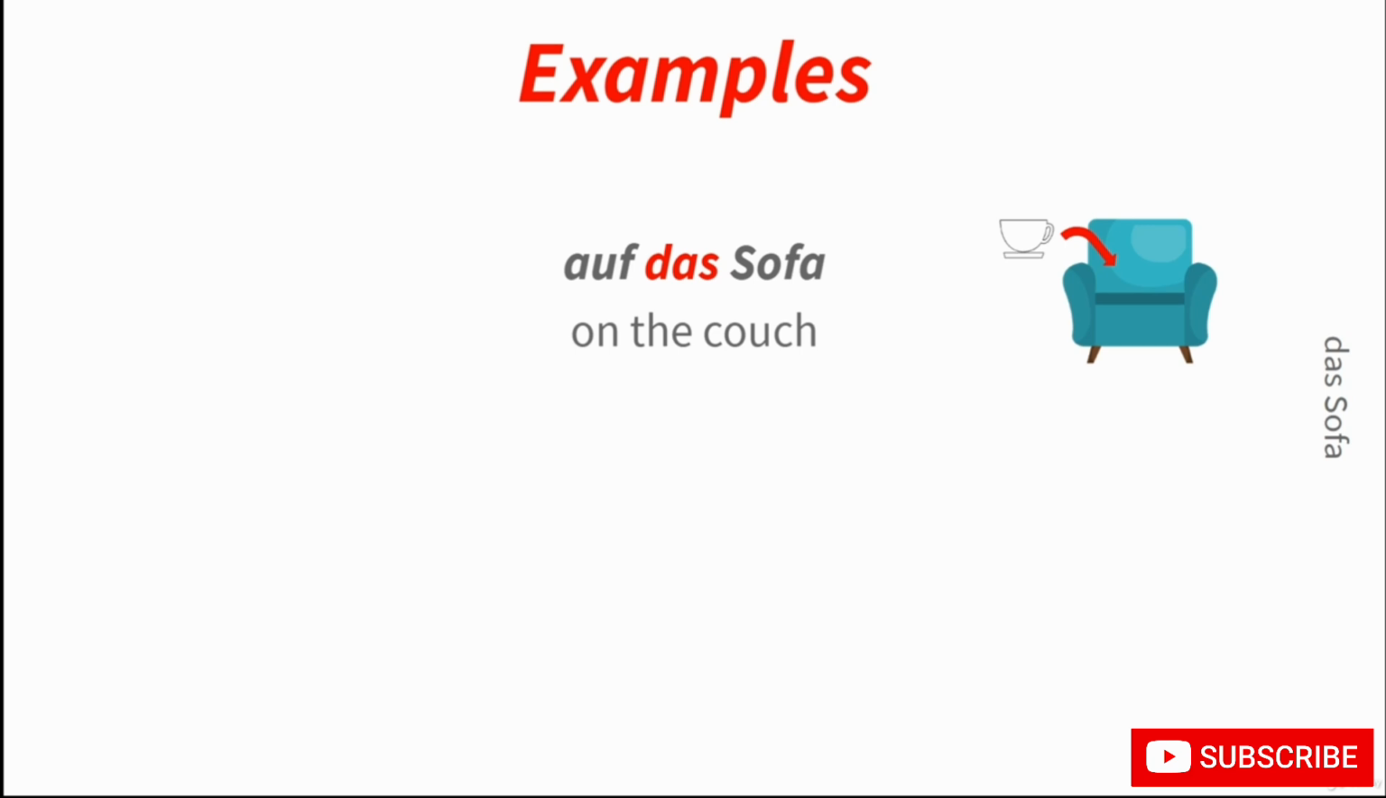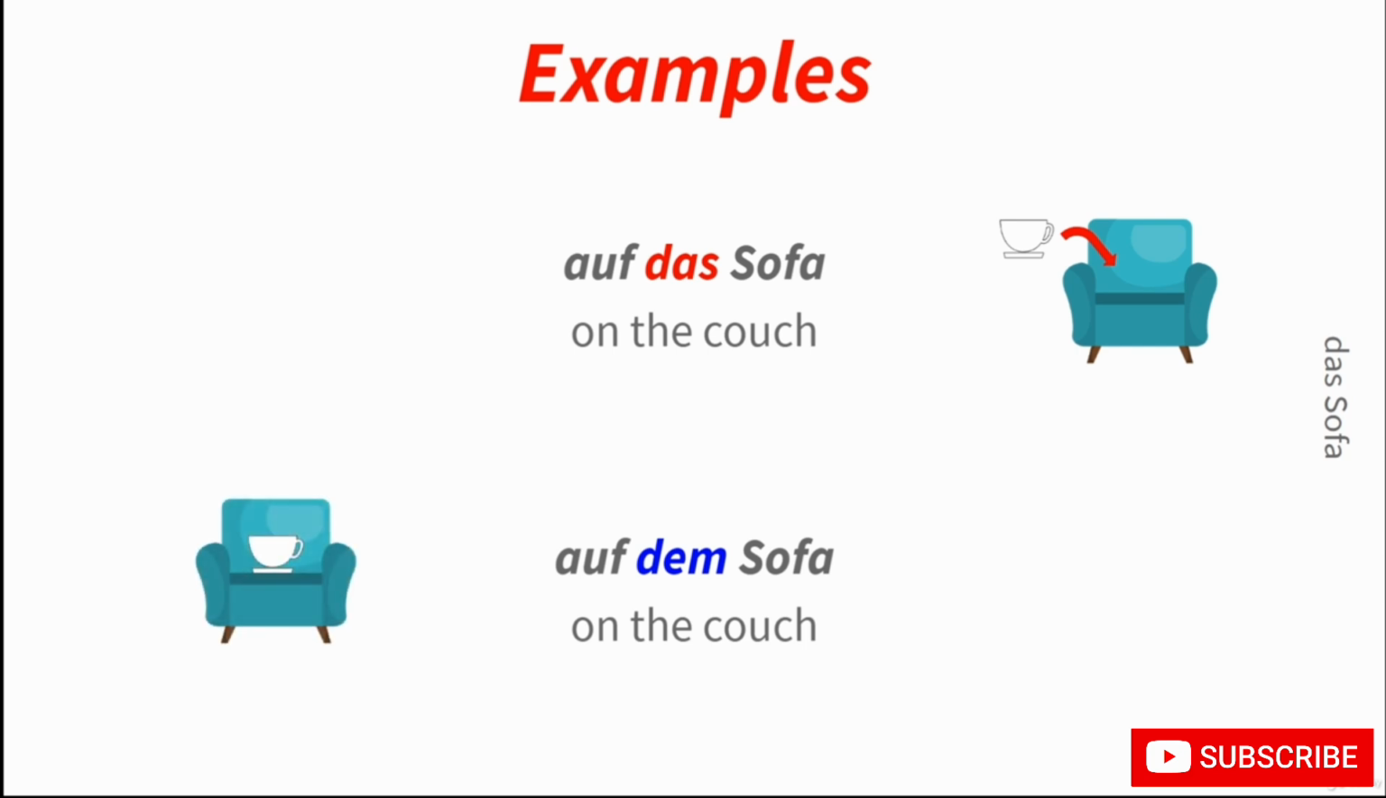Let's do another example. Auf das Sofa means on the couch. But it does not give any location. There is an action here. We are putting something on the couch. But when I say auf dem Sofa, it also means in English on the couch, but it gives location. We know that it's in there. That is the main difference.